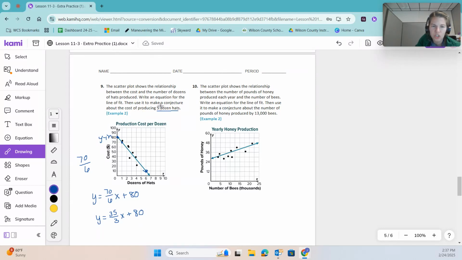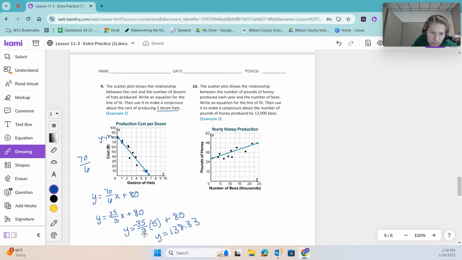Then it says use this to make a conjecture about the cost of producing 5 dozen hats. If x is my dozens, I can substitute y equals 35 over 3 times 5 for 5 dozen plus 80. And this would tell me that it would be about $138.33 for the cost to produce 5 dozen hats.